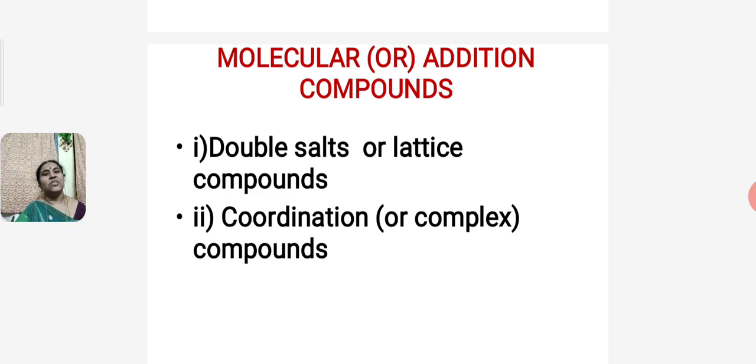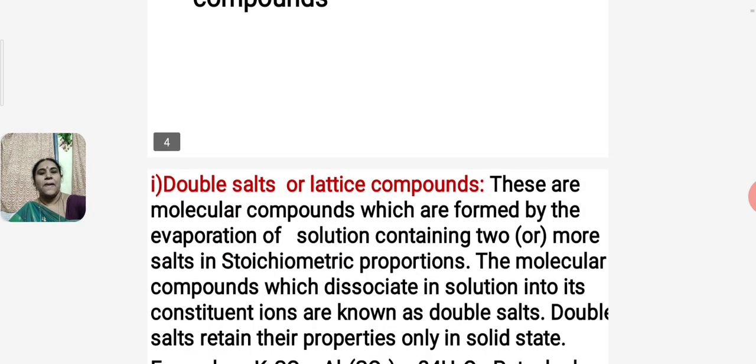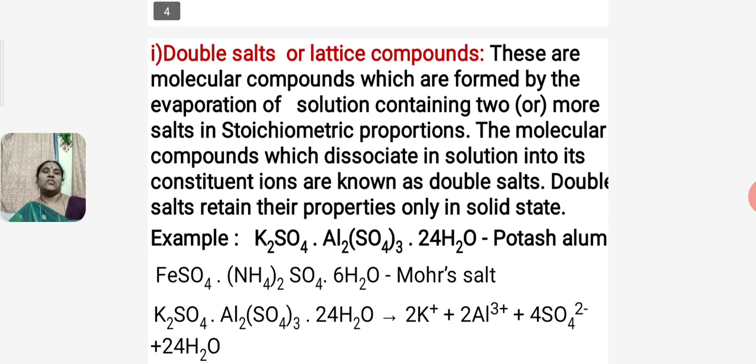Now let us see what are molecular or addition compounds. They are classified into double salts or lattice compounds and coordination or complex compounds. Double salts or lattice compounds. These are molecular compounds which are formed by the evaporation of a solution containing two or more salts in stoichiometric proportions. The molecular compounds which dissociate in solution into its constituent ions are known as double salts.